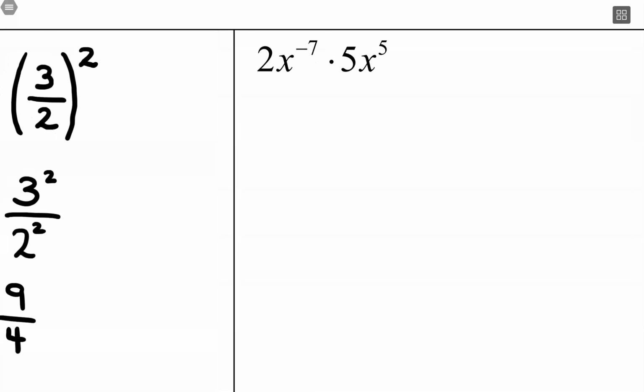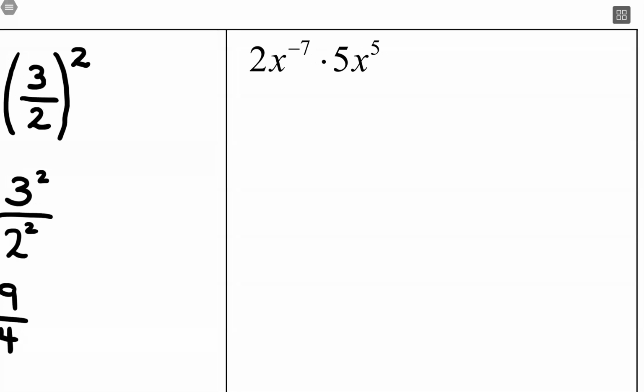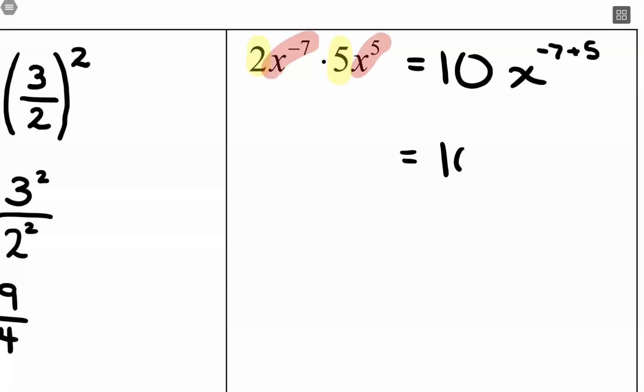All right, last piece here. So we're multiplying some values. I'm going to have that 2 times 5, which is 10. And then I have x to the -7 times x to the 5th. So that's my product rule. So I need to add those exponents together. So I'm going to have x to the -7 plus 5. So this is going to be 10 times x to the -2 power.